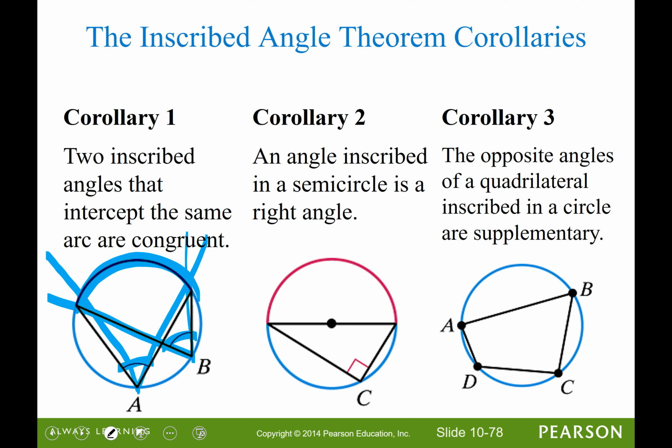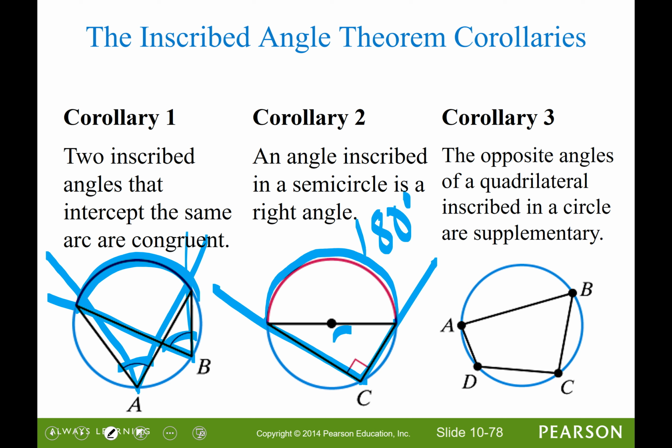Corollary 2: An inscribed angle in a semicircle is a right angle. Here's a semicircle, and here's our inscribed angle that intercepts the semicircle. That would make sense because a semicircle measures 180 degrees, so the inscribed angle would measure half of that, which is 90 degrees.